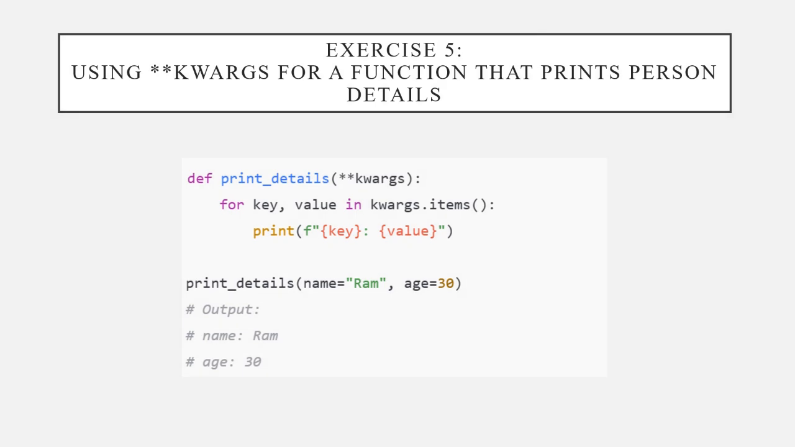In this exercise, we are creating a function that uses **kwargs to accept keyword arguments representing a person's details like name and age and prints them. Here, kwargs allows us to pass in any number of keyword arguments which get stored in a dictionary. Inside the function, we loop through each key value pair in kwargs and print them out. So calling print details would print name as Ram and age 30. This approach is great for functions that need to handle a flexible set of named parameters.